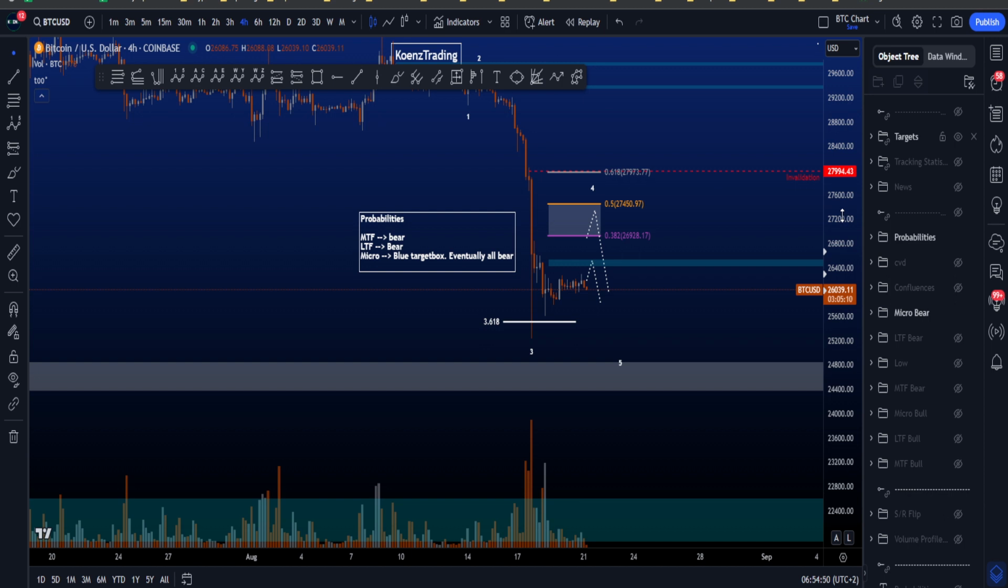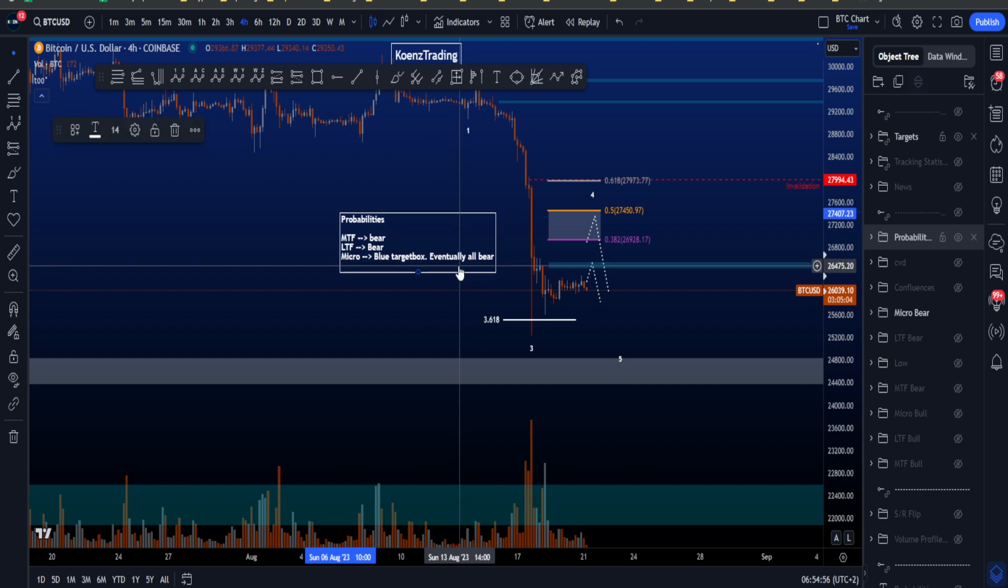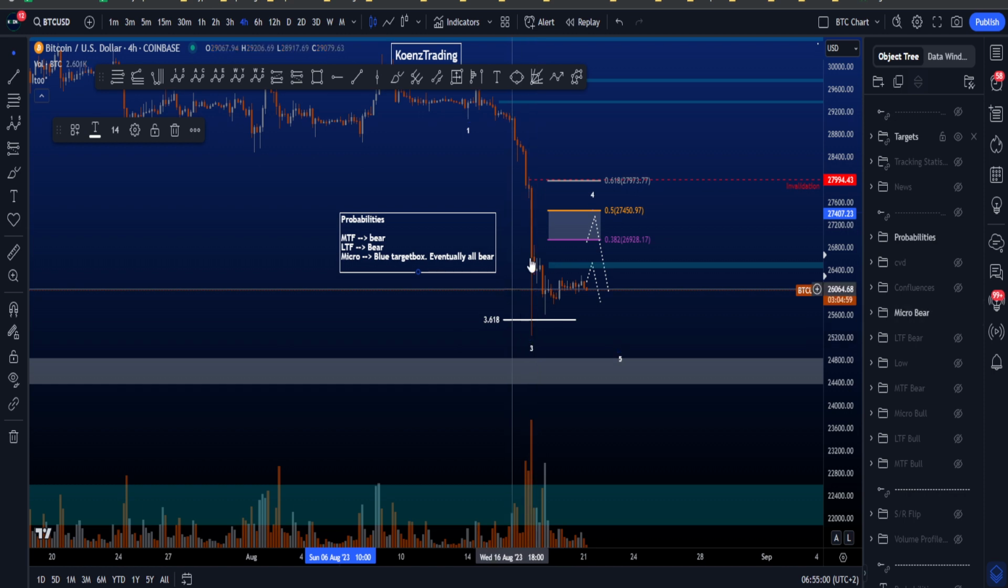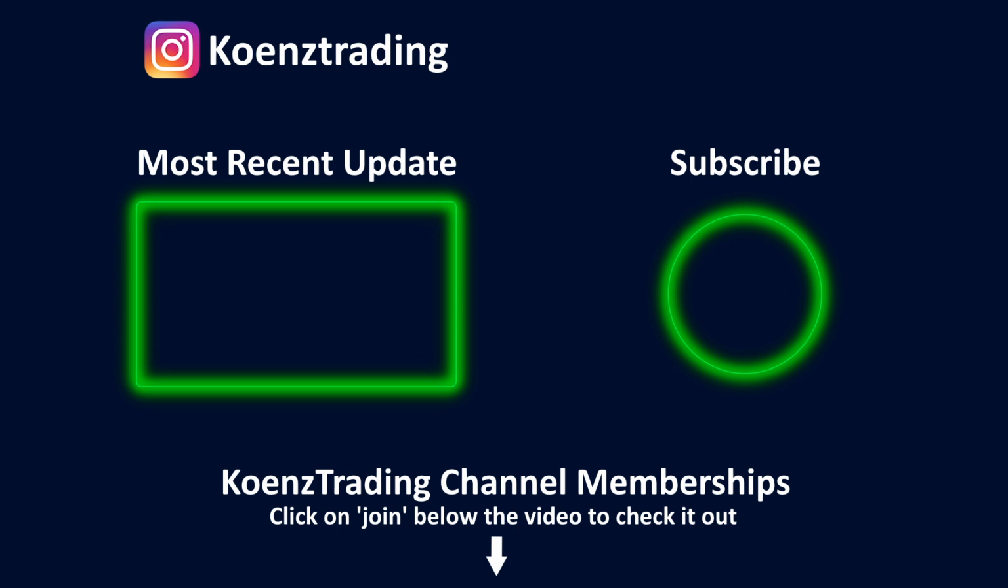And they say trade with the trend, or the trend is your friend. Now, no financial advice, of course. You do you, and if your plan is respected, you should take whatever it is. But eventually everything is still pointing towards at least making a new low, and then we take it from there.